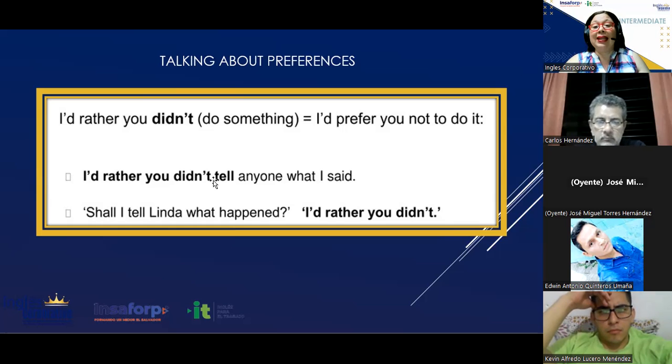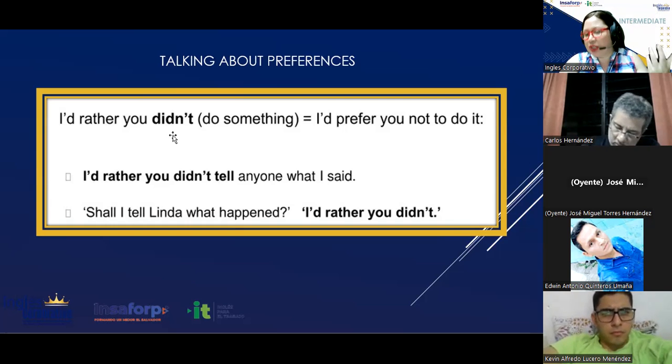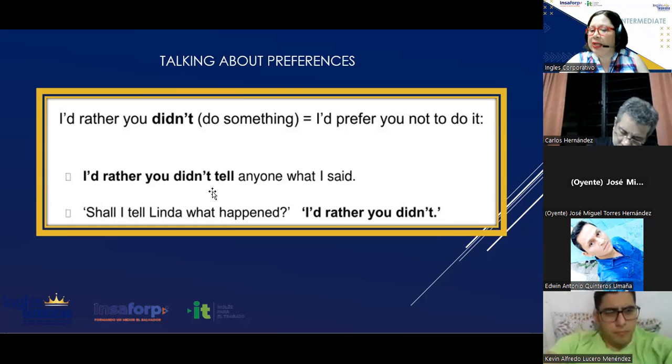But when we prefer that someone else do something or not doing something, then we use the past tense, okay? We use the past tense. We have, for example, in the negative way in the past, we use didn't to say the negative, right? So I'd rather you didn't tell anyone what I said. I'd rather you didn't tell, que no le dijeras, ¿verdad?